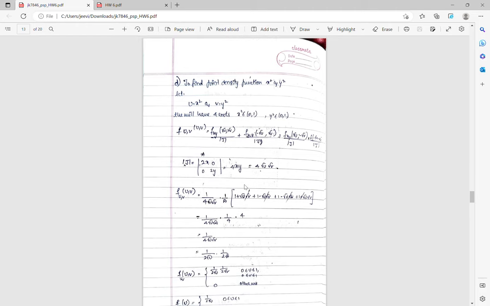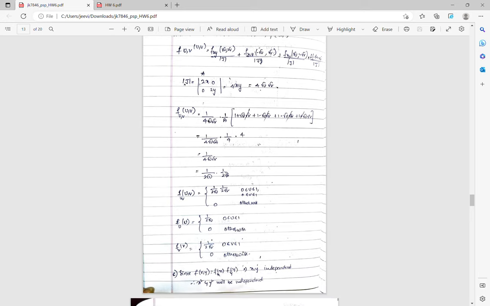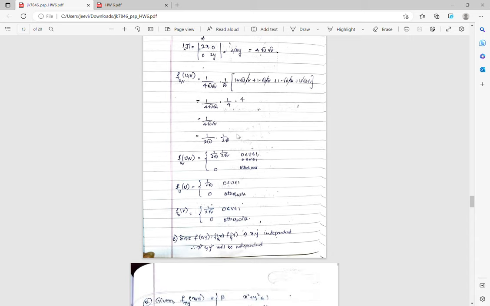Now let's calculate the mod j value. In matrix form it will be 2x 0 0 2y. By calculating the determinant, it is equal to 4xy. Now we know x is equal to root u, y is equal to root v, so it is equal to 4 into root u into root v. Now the probability density function for u comma v will be equal to 1 by 4 into root u root v into (1 plus all of this)/a. Now as the root u and root v values will cancel, we will get the sum is equal to 4. Therefore, the value of f of u comma v is equal to 1 by 2 root u into 1 by 2 root v.